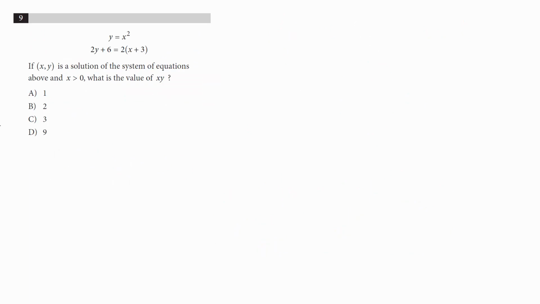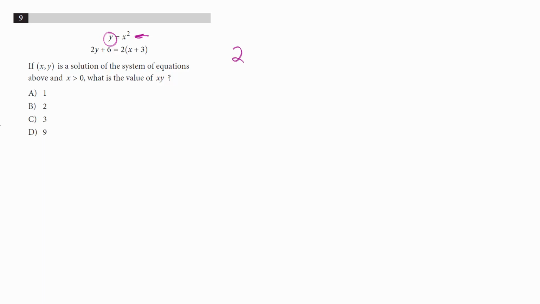Number 9. We're given two equations. If (x, y) is a solution to the system of equations above, and x is greater than 0, what is the value of x times y? So it gives us two equations and two unknowns. Since for the first equation, y is already isolated, I'm going to use the first equation and substitute the value into the second one.